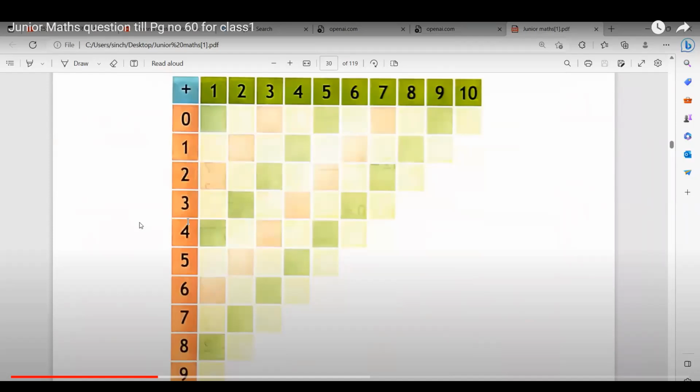Tell me this one, Mita. Tell me, Dattatreya, what happened? 4. Yes, write it 4 here. Why have you written it 4, Dattatreya? Can you explain it? 3 plus 1. 3 plus 1 is 4. Very good. The next one.